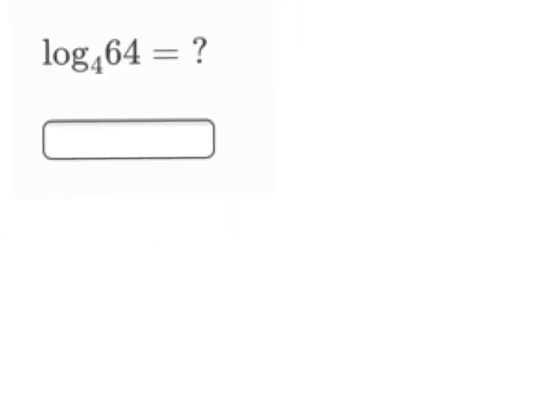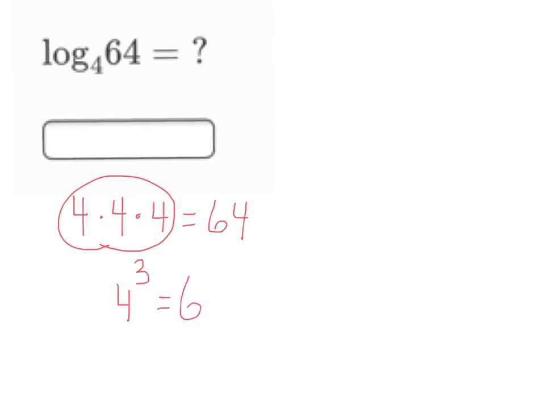Okay, so you should pause the video and try this one. And so here we have log base 4 of 64 equals what? And remember, we're asking ourselves 4 to what power will give me 64? Well, let's try it. 4 times 4 is 16 times 4 more does equal 64. So you can see there are 3 4s. So that's 4 to the 3rd power gives me 64. So when you ask yourself 4 to what power gives you 64, the answer is to the 3rd power.